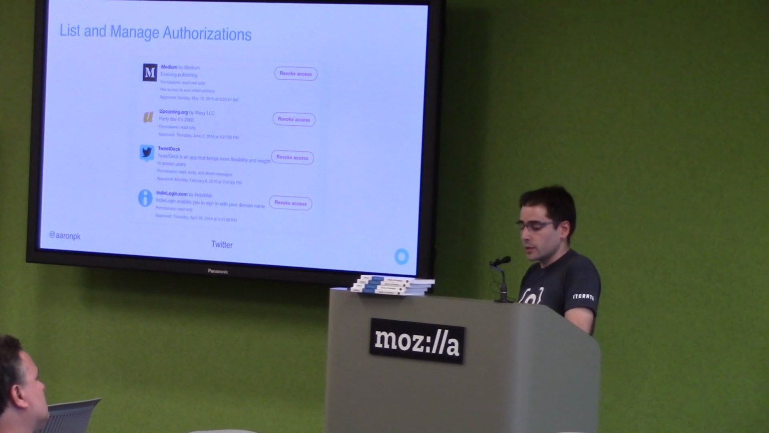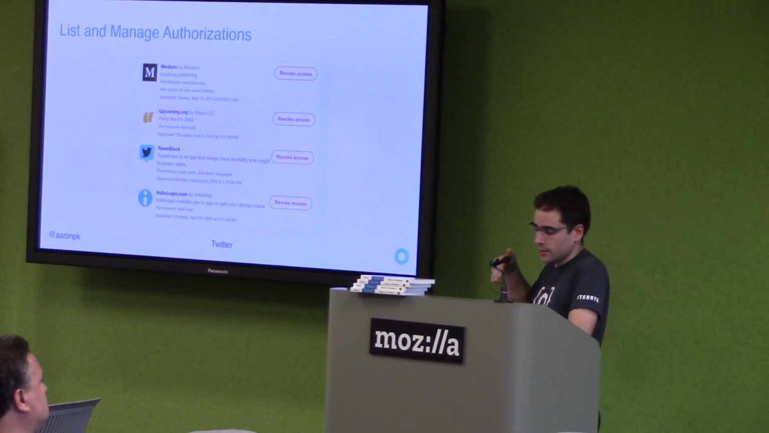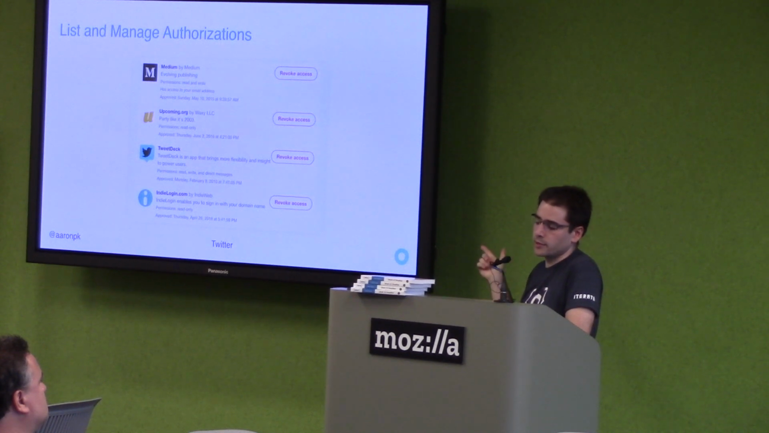This is Twitter's. Twitter's is just this one list, but it says the permissions it has, as well as when it was approved.